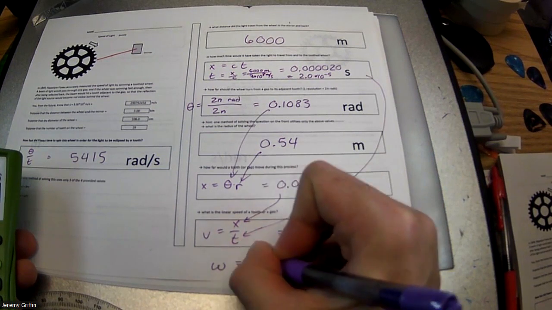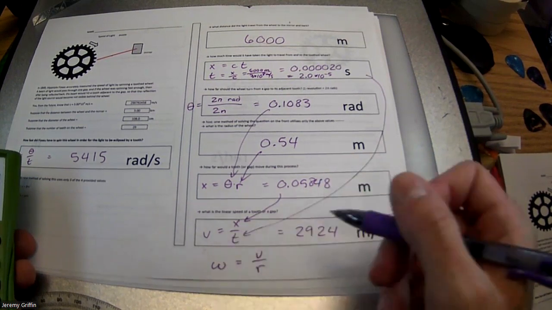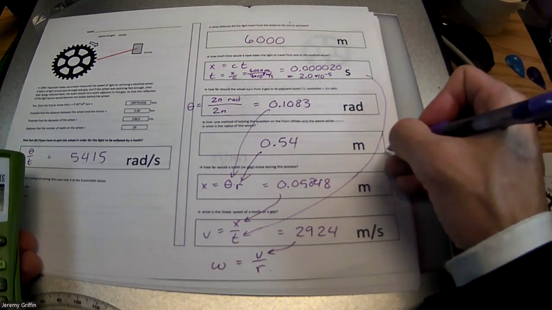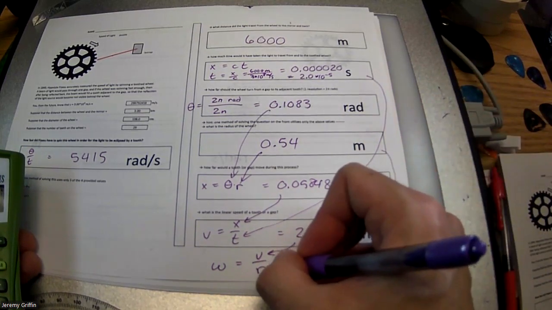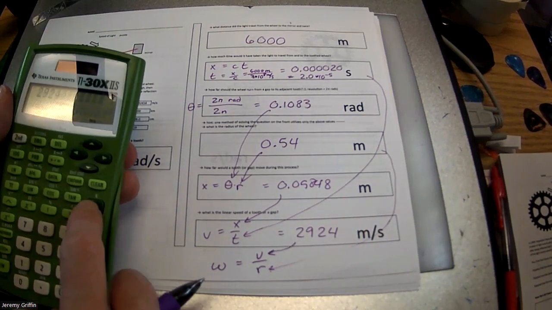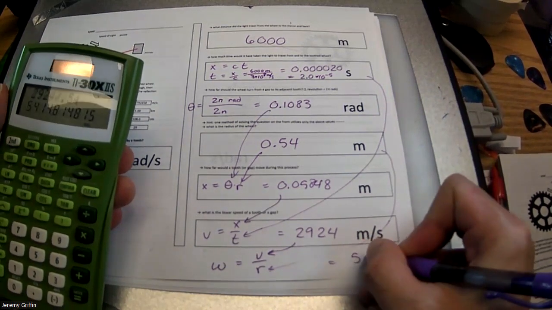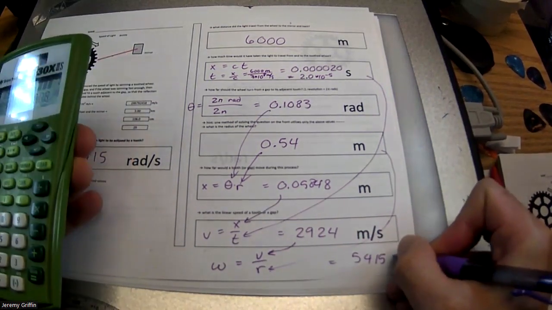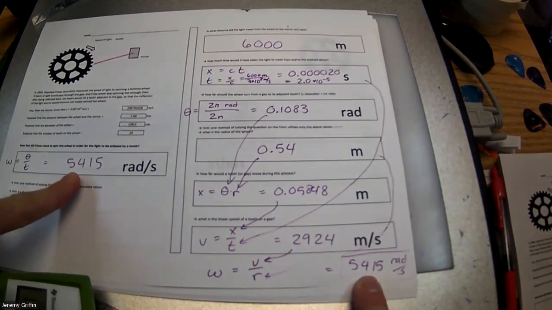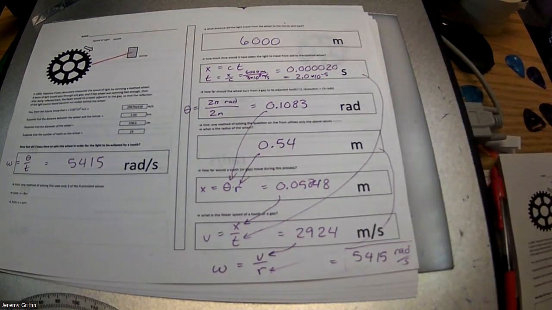Now, the other approach you could do to get this answer, let's go ahead and confirm it. Isn't omega equal to v divided by r, right? If you go from linear to angular velocity. Here's your linear velocity, and here's the radial size. Pop those in. So what is 2924 meters per second divided by a radial size of 0.54 meters? That is 5415 radians per second, which exactly matches the answer I got using the other method. So there are 2 methods to solve it on that one page.